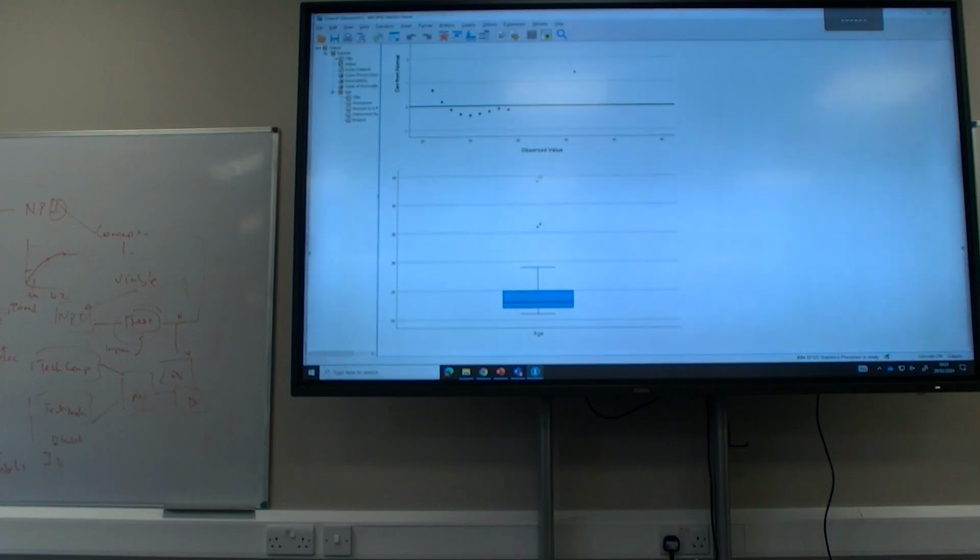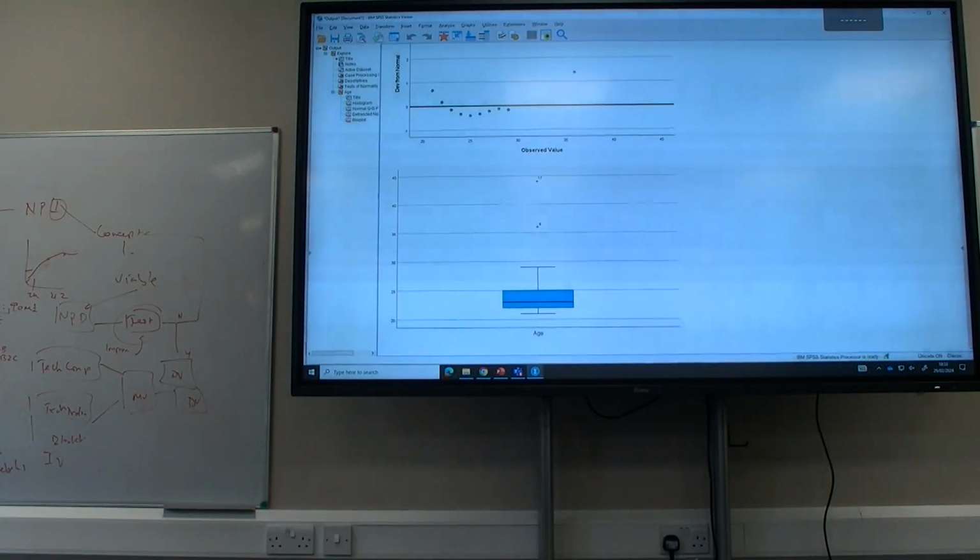It's just age, so I don't expect it will have a big difference, but when we come to do a correlation, we need to remember that because we've got outliers, we need to do the non-parametric correlation instead of the parametric one, which would be affected by the outliers.